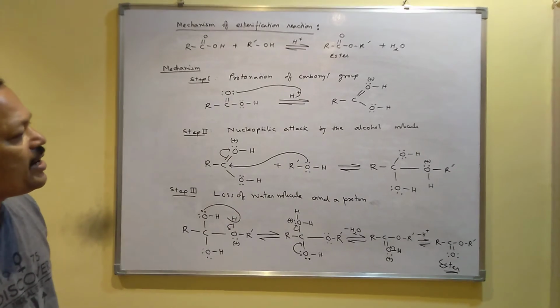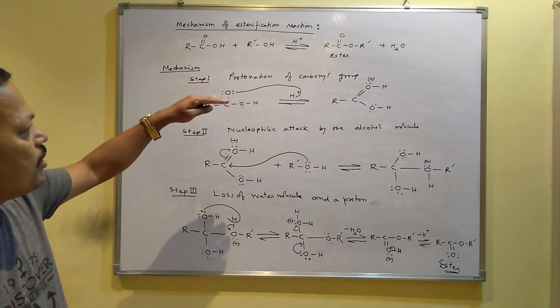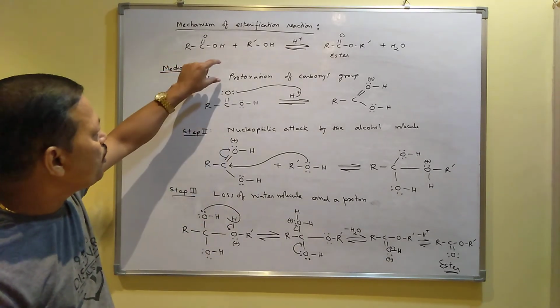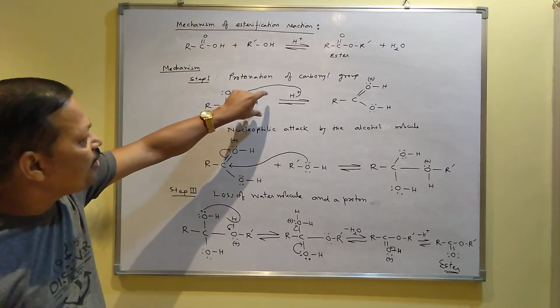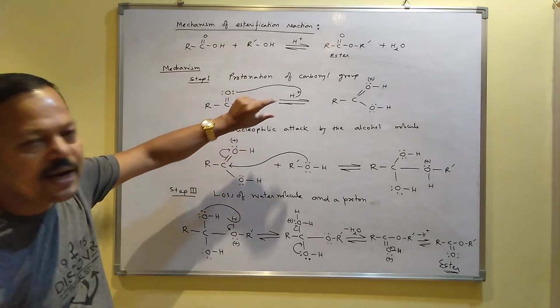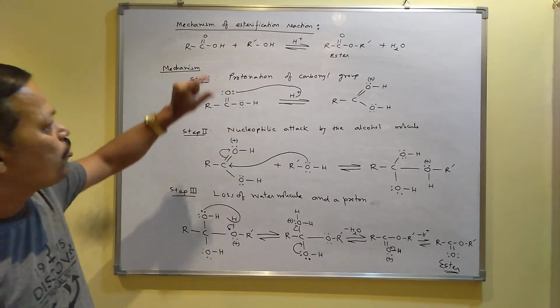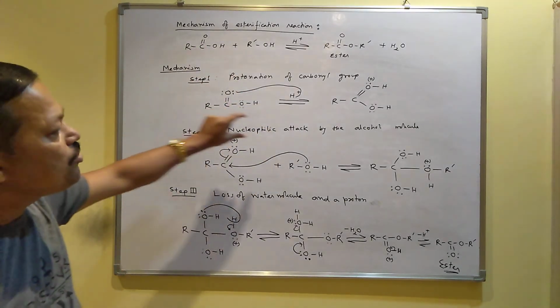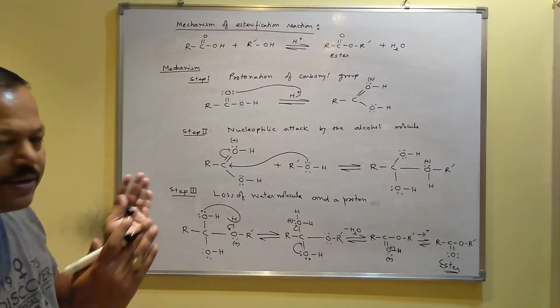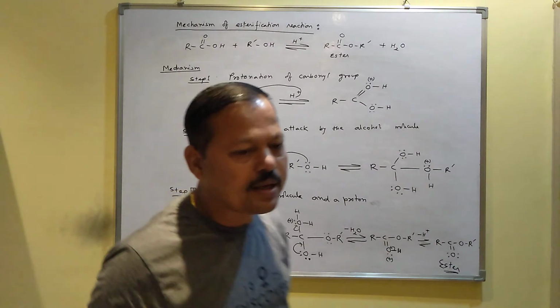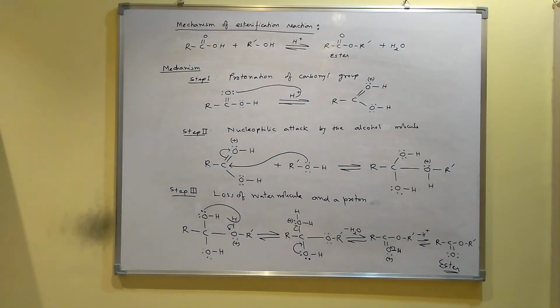I have drawn the mechanism in 3 steps, and in all the steps you have to write the name of the step. What is happening in the mechanism, that you have to write in the step. For example, protonation of carbonyl group, nucleophilic attack by the alcohol molecule, loss of water molecule and the proton. Like this you have to name the steps, then you will get the marks.